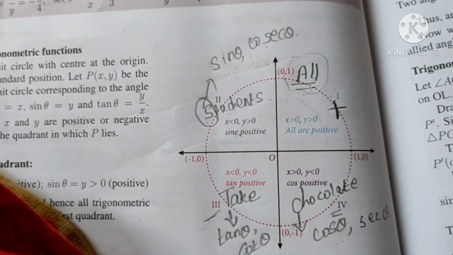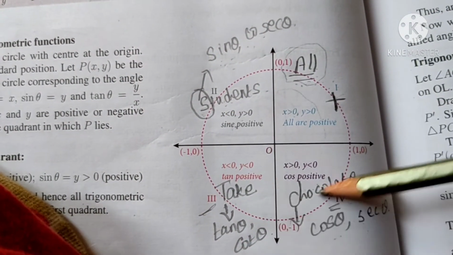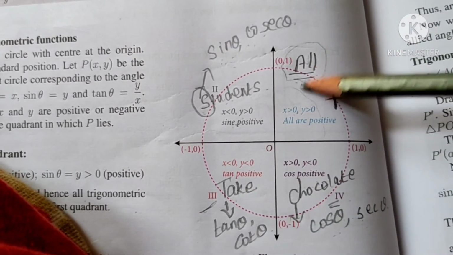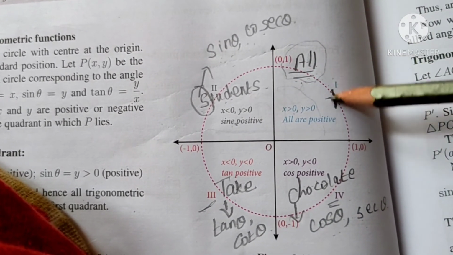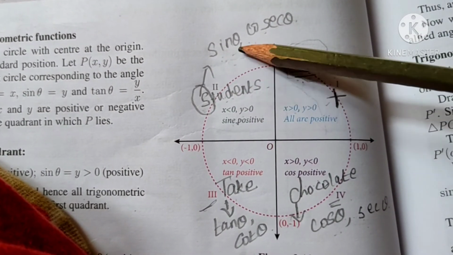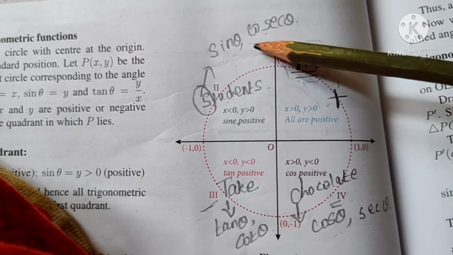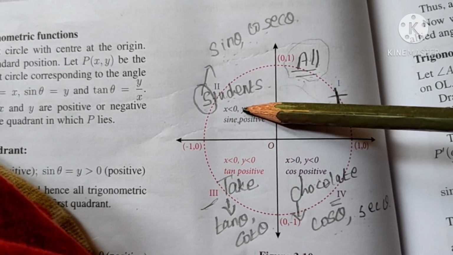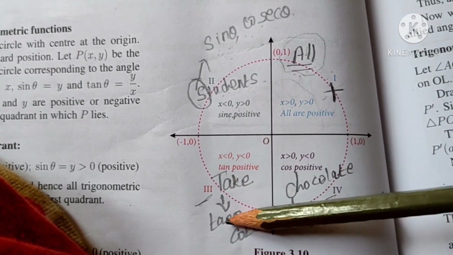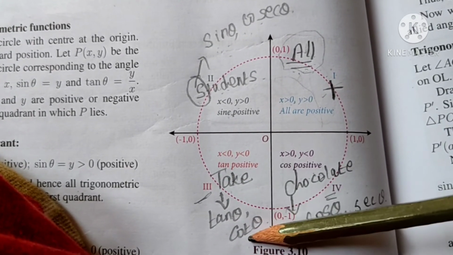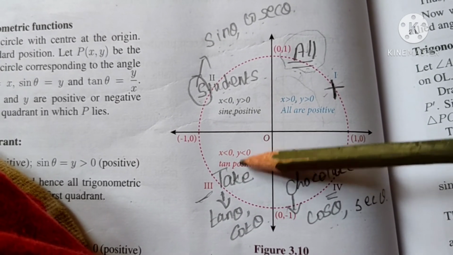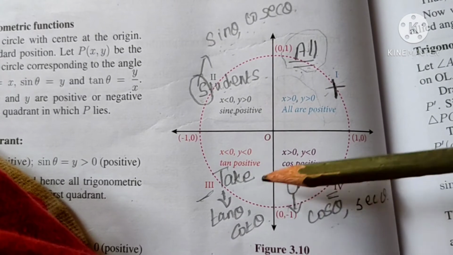Again, I will repeat the phrase. All students take chocolate. Don't forget, all students take chocolate. So all the trigonometric ratios are positive in the first quadrant, and the S in students indicates sine theta and cosecant theta. So these two trigonometric ratios are positive in the second quadrant. Remaining ratios are negative. Then T in take indicates tan theta and the reciprocal of tan is cot. These two trigonometric ratios are positive in the third quadrant. Remaining trigonometric ratios are negative.